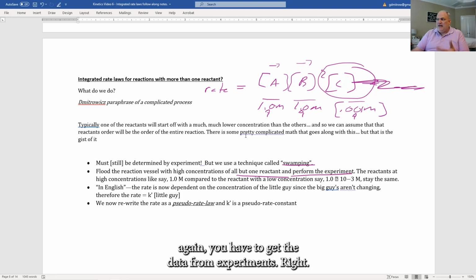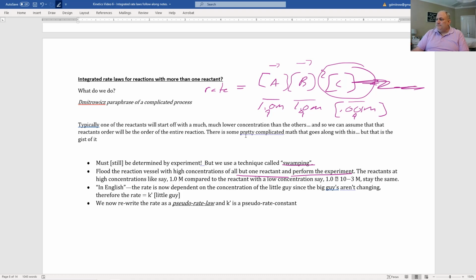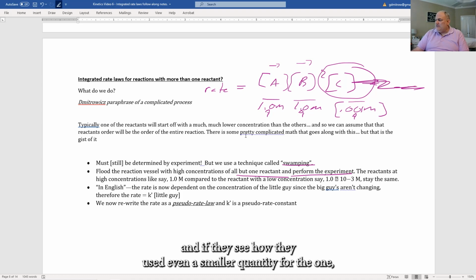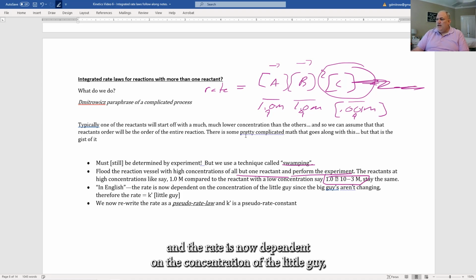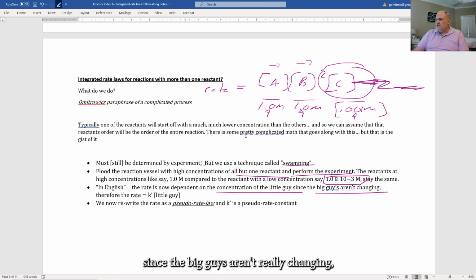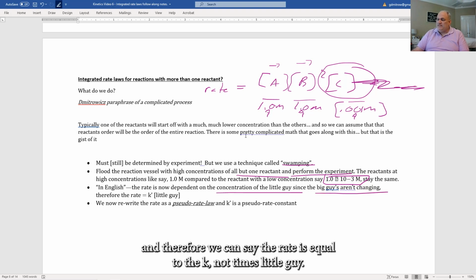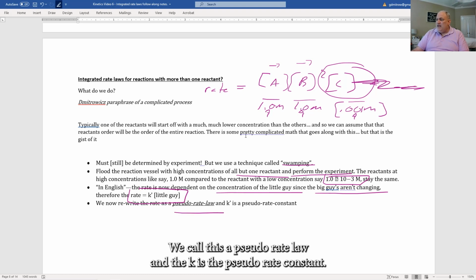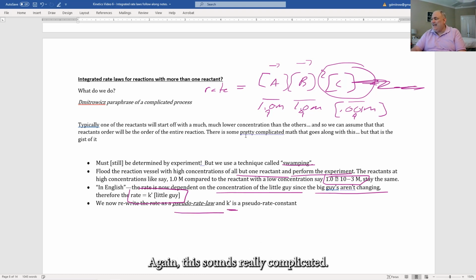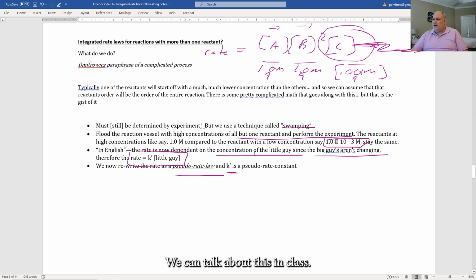Again, you have to get the data from experiments, right? And you use an even smaller quantity for the one. The rate is now dependent on the concentration of the little guy, since the big guys aren't really changing. And therefore, we could say the rate is equal to k naught times the little guy. We call this a pseudo rate law, and the k is the pseudo rate constant. Again, this sounds really complicated. We can talk about this in class.